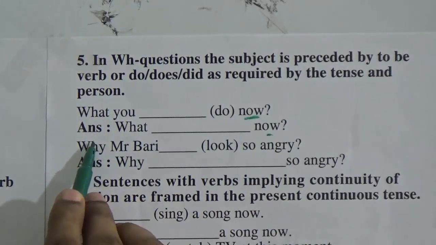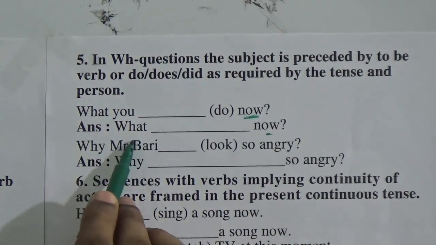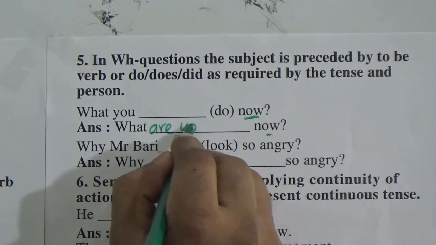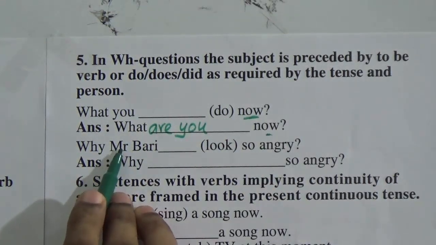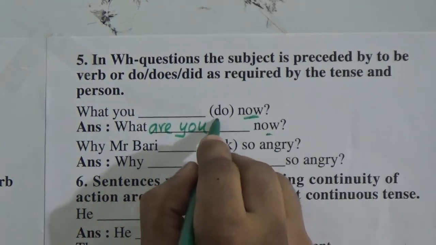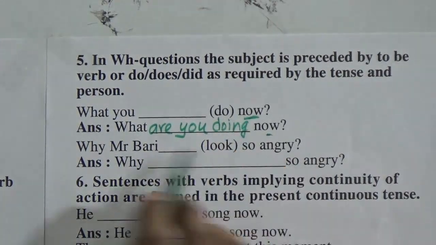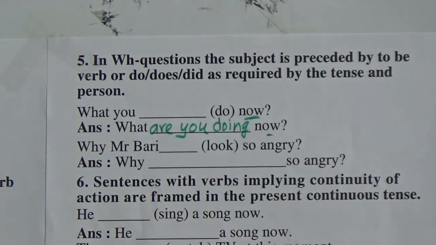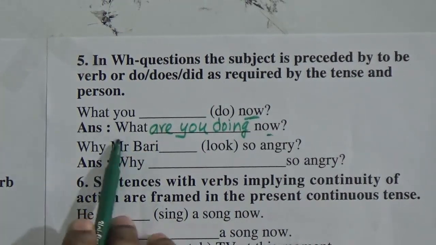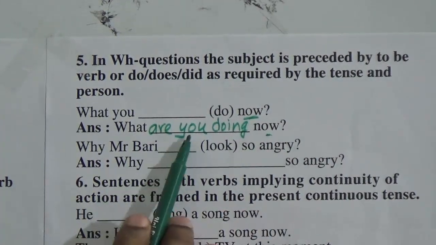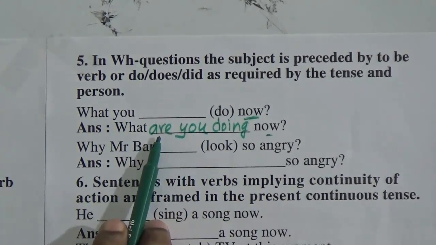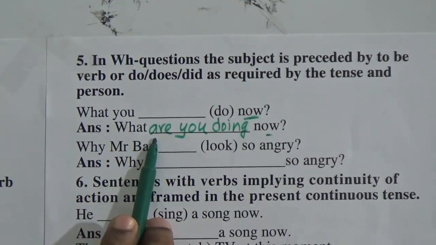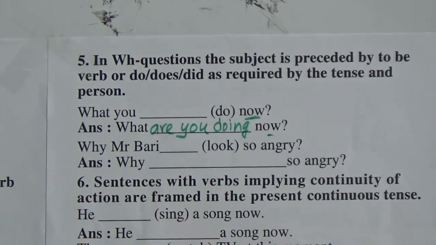So in an interrogative sentence, after the WH word comes the auxiliary verb, then the subject. So, what are you? And in present continuous tense, after am, is, are comes verb plus ing. So, what are you doing now? As now is mentioned, we make it present continuous tense. As it is an interrogative sentence, we put the auxiliary verb before the subject. After the WH word, we give the auxiliary verb, then the subject, then the main verb and the extension.